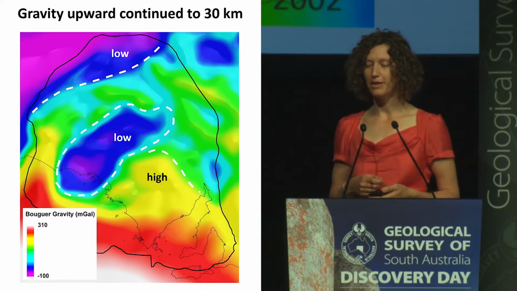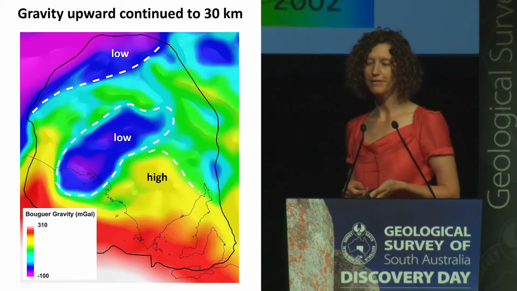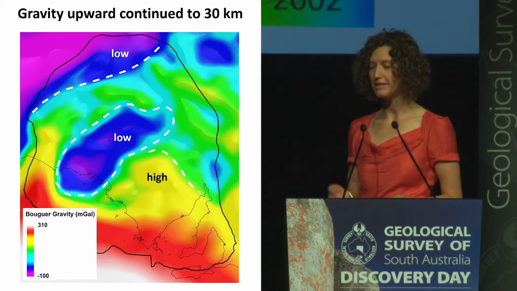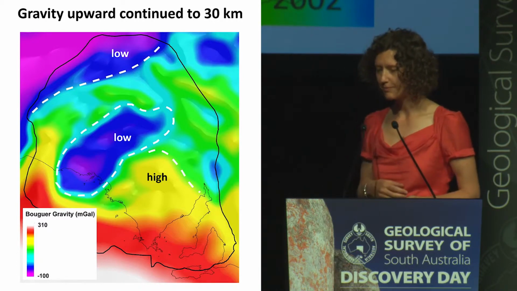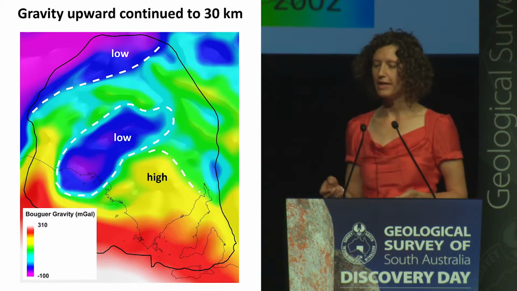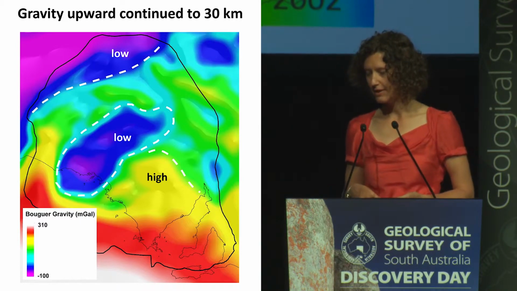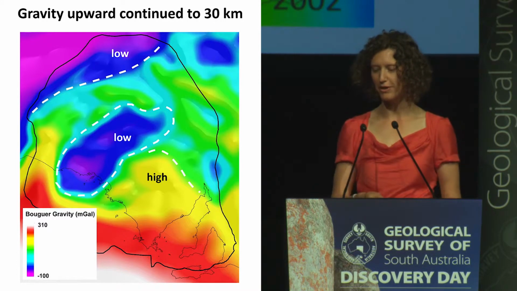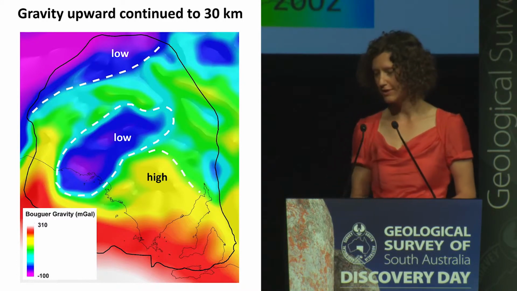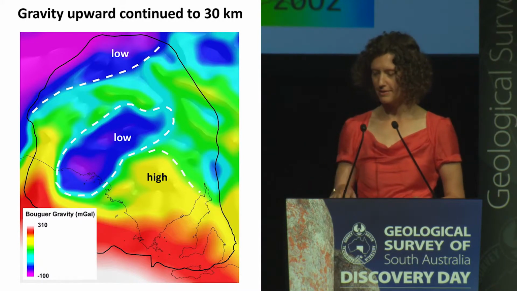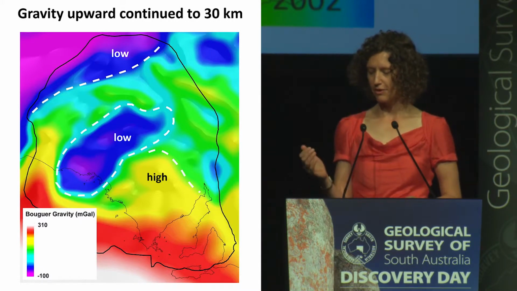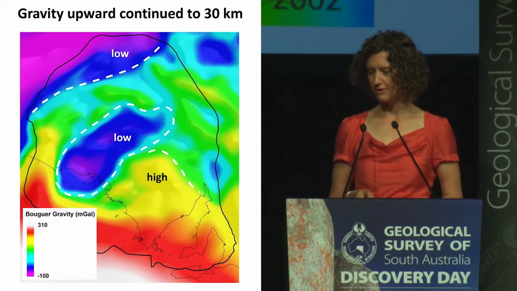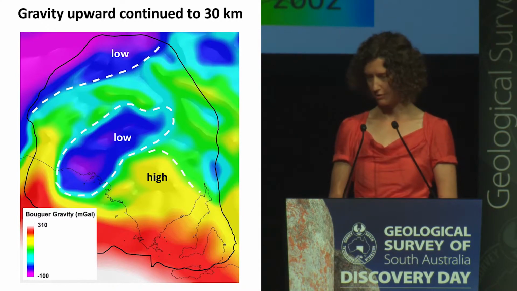So we'll start out by looking at the gravity. This is the state gravity that's been upward continued to about the equivalent of 30 kilometre depth, and we can see that there are some big gradients in the data. The southern part of South Australia has been affected by the opening of the Great Southern Ocean, which has created a gravity high along the southern coast, but we can see we've got a high region on Northern Eyre Peninsula, and a broad low region in the central part of the craton, and then in the north.